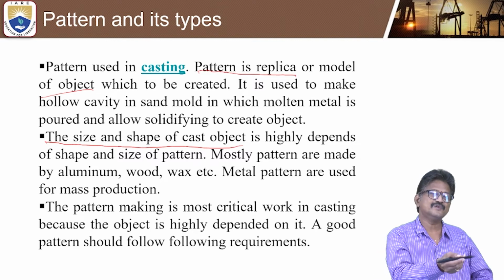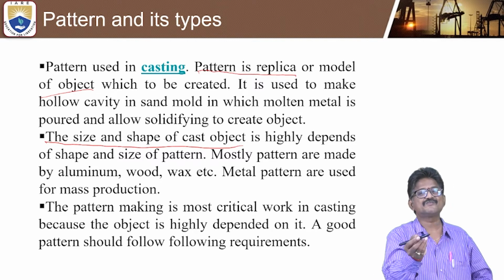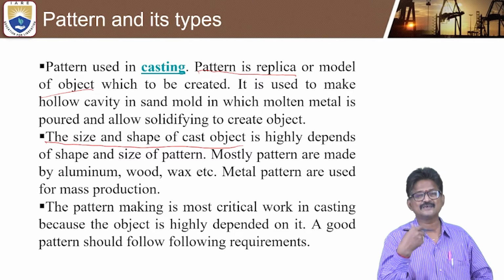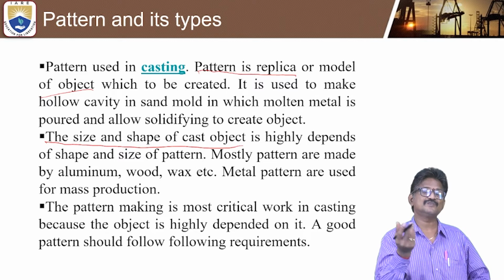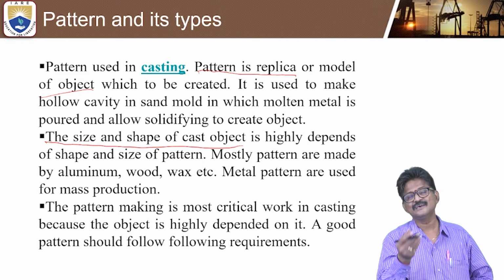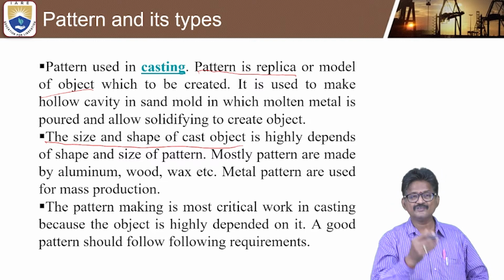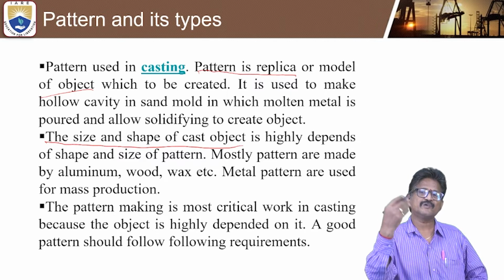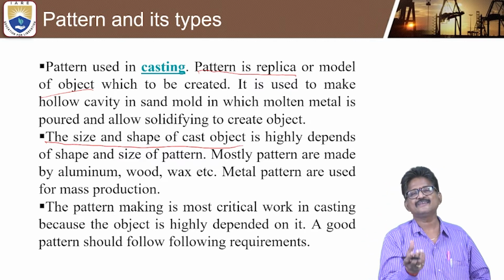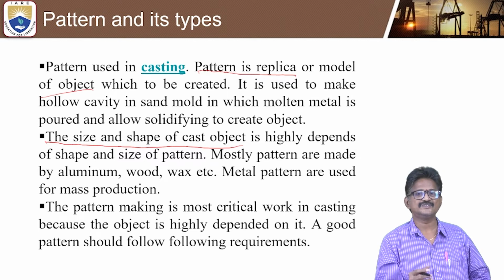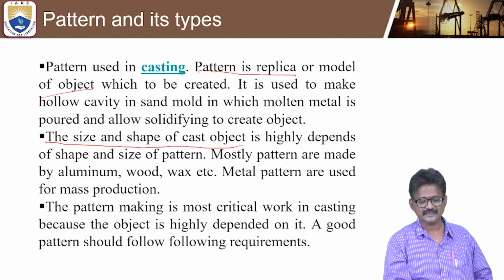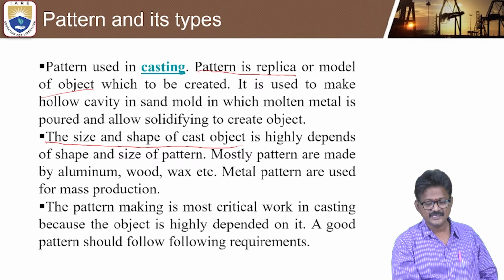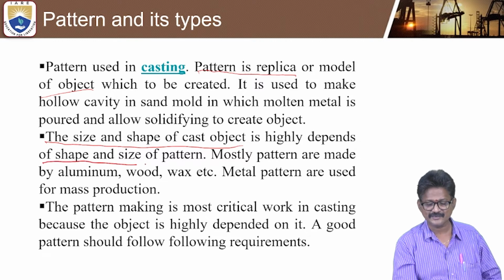If you use wood, skilled labor is required to prepare that type of pattern. If you want to use metal, automated CNC machines can also be used. When you use a CNC machine, the cost of the pattern will be more. But when mass production is wanted, and more components are produced, then the cost per component can be reduced. All these things should be considered. So the size and shape of the casting majorly depends upon the shape and size of the pattern. This is also very important.